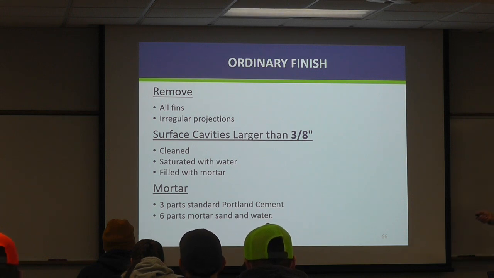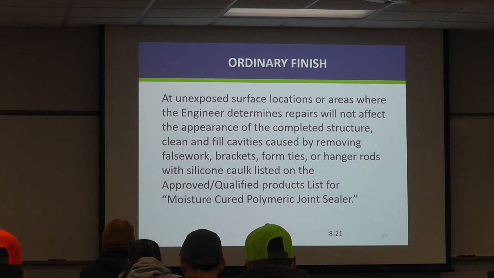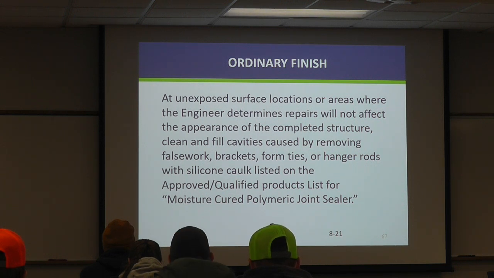And so it shows here clean, saturated water, filled with mortar, and the mortar is given right here. So these are all parts of the spec in that portion, but they need to do that. So that's page 356 of our spec. There are some areas where we would allow them to use silicone caulk, if it's in areas that don't affect the appearance. So that's something that could be used, and there's an APL for that material.